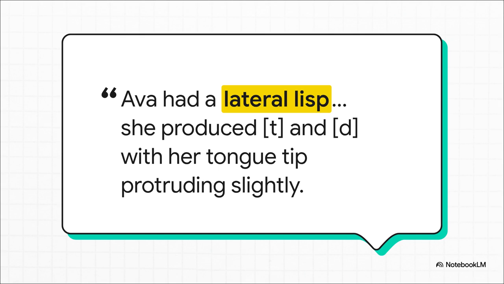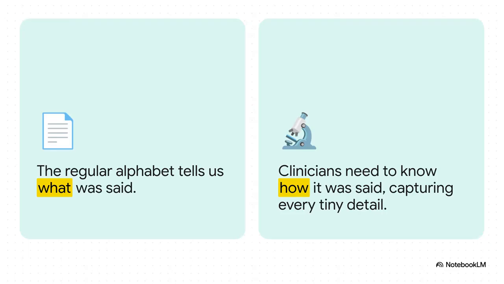But here's the problem. Our normal alphabet, ABC, it just doesn't have letters for things like a lateral lisp or a T sound where the tongue pokes out. So if you can't write it down, how in the world are you supposed to track it or even treat it? Here's a great way to think about it.